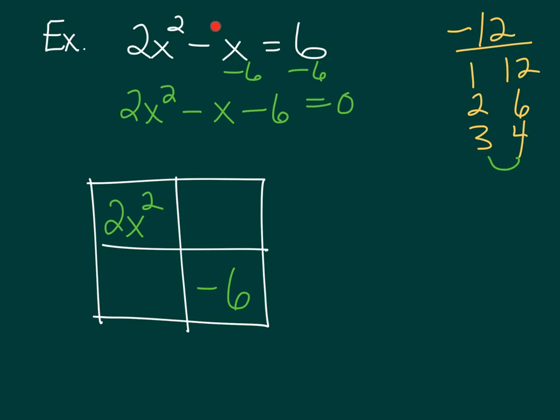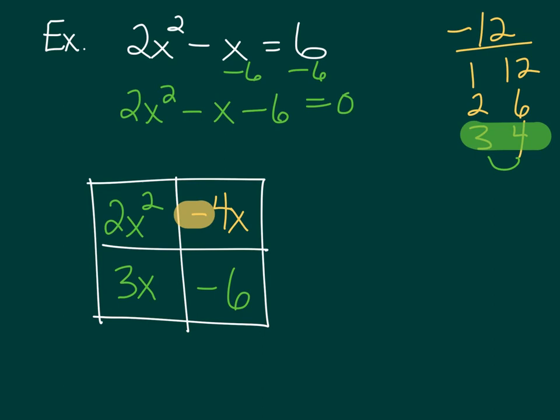Now remember, I'm looking for a negative x. So which pair is going to get me a negative 1 when one is a negative, one is a positive? Well, the only pair that's going to get me a negative 1 in that case would be the 3 and the 4. So I now need to write up here negative 4x and a positive 3x. So now I have it set up, and now I need to just find the greatest common factor for each row and each column, okay?